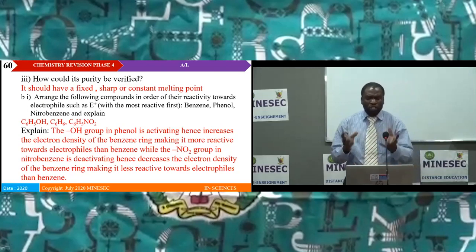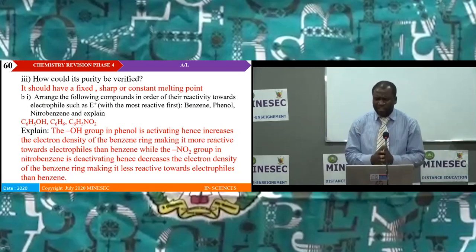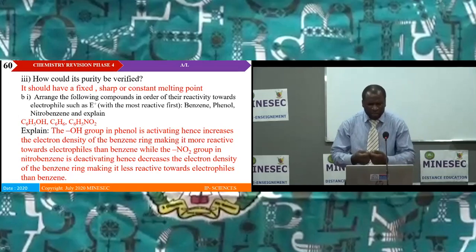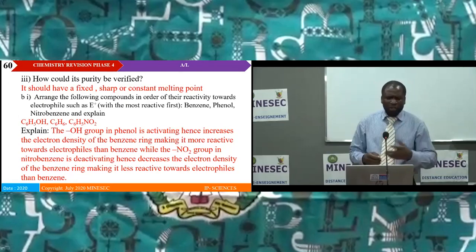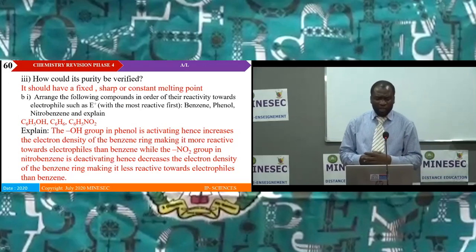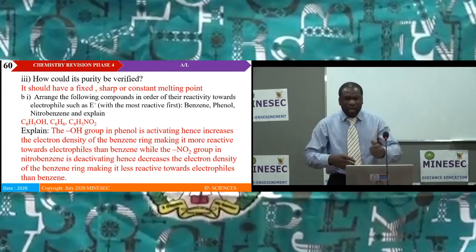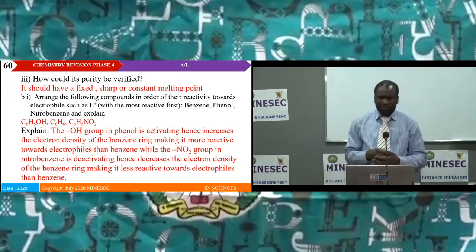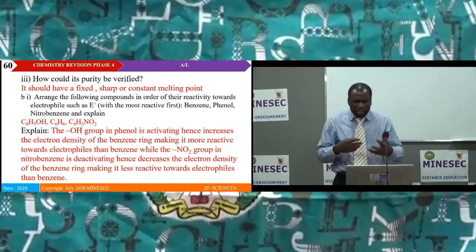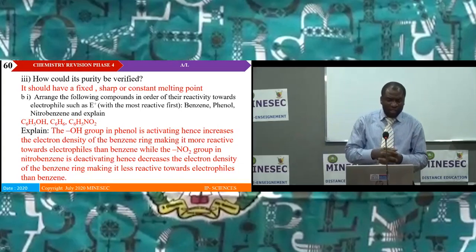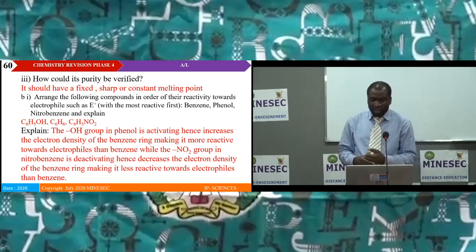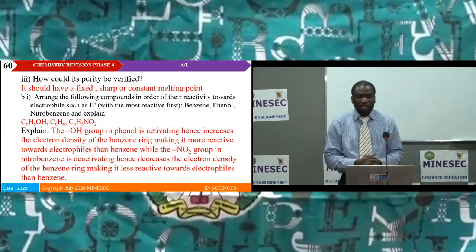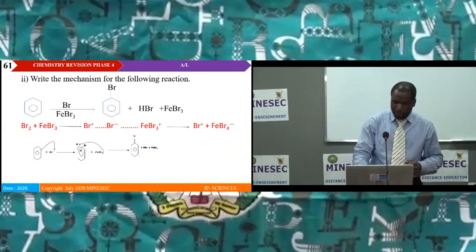Explanation: the OH group in phenol is activating, hence increases the electron density of the benzene ring, making it more reactive towards electrophiles than benzene. While the nitro group in nitrobenzene is deactivating, that is electron withdrawing, hence decreases the electron density of the benzene ring, making it less reactive towards electrophiles than benzene.